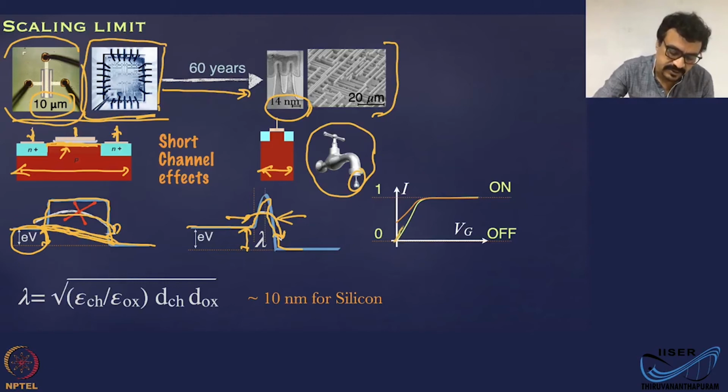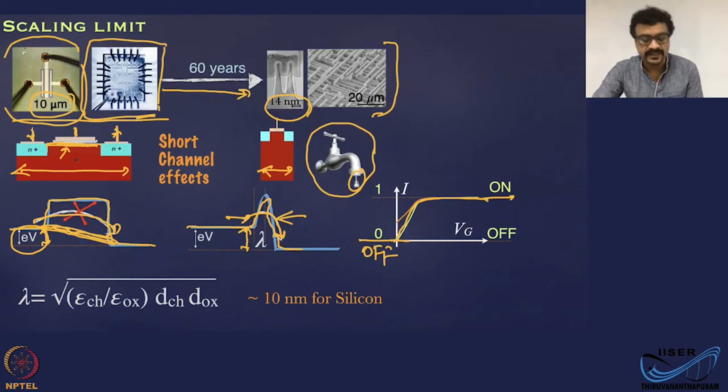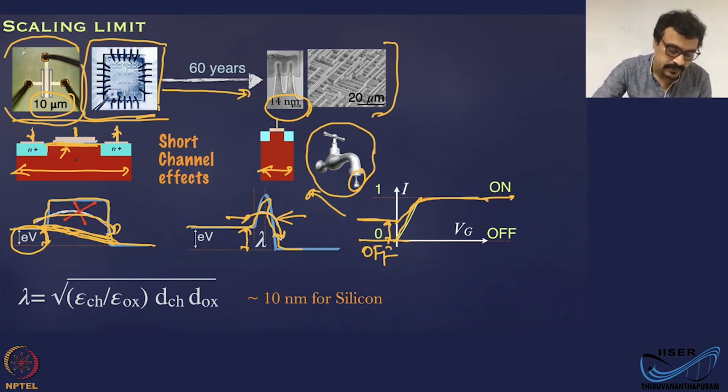You're supposed to have this as your off state and this as your on state, but since you have a leaky tap or leaky system, your off state will be somewhere here, because you still have a non-zero current when it is off. So this is equal to saying that you don't have a well-defined on and off state.